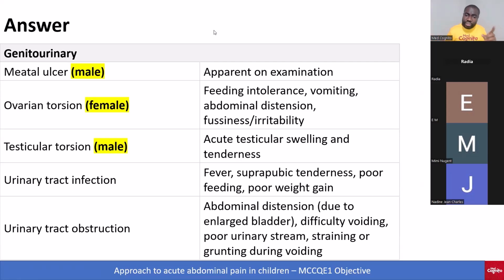What about urinary tract obstruction? Abdominal distension, plus difficulty voiding, plus poor urine stream, plus straining or grunting during voiding. Think about urinary tract obstruction. So please, even though we are learning colic, we are also learning various ways that various things can present.